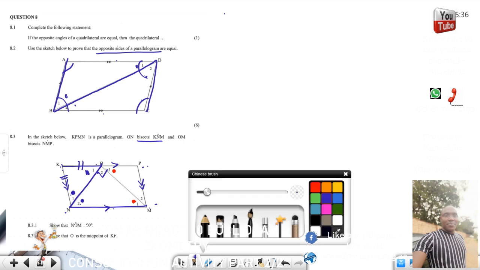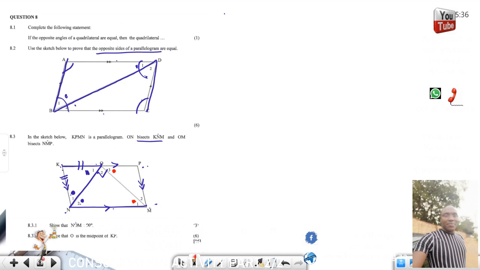In the same vein, if we come to the right side, this and this are alternate. It means this is also that. What does that tell us? This also is equal to that. I hope that makes sense so far. But if you notice, this side and this side are equal. KN, opposite sides of a parallelogram, equal to PM. Which means if this is KN, this is also going to be KN.